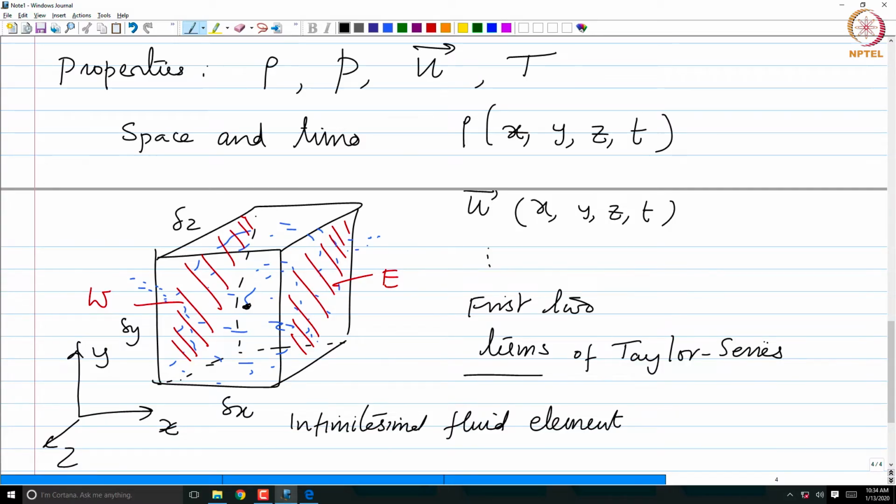So for that matter, we can denote the faces as east and west in the x direction. We could call this a north face and this a south face, okay? And similarly, we can call the other faces, this is a front face, and the one at the back a back face, okay? So we could call east, west, north, south, front, and back, about six faces.